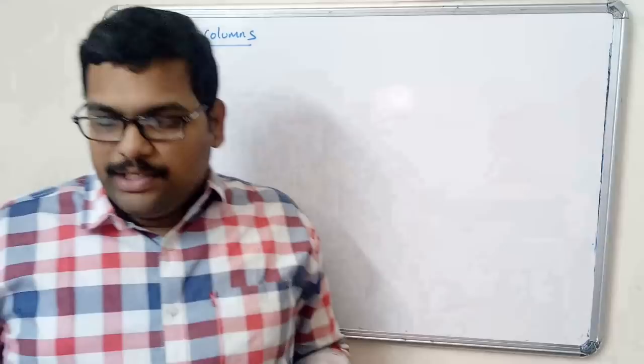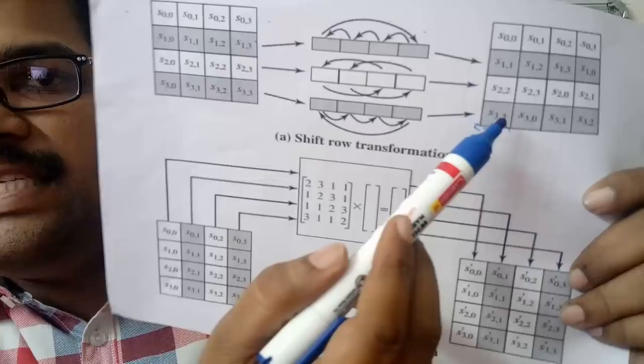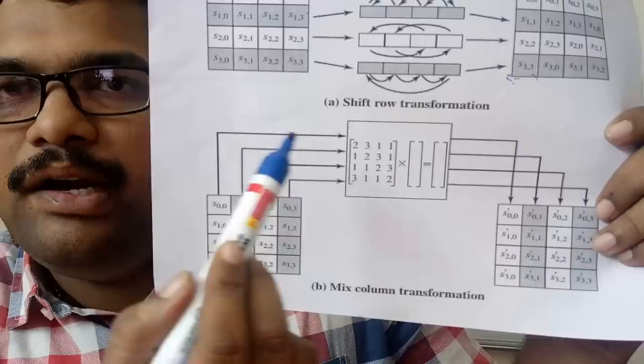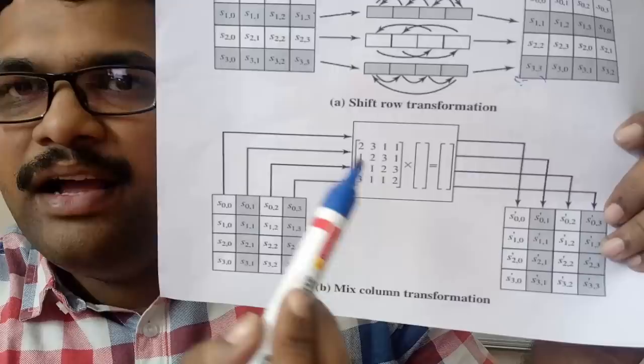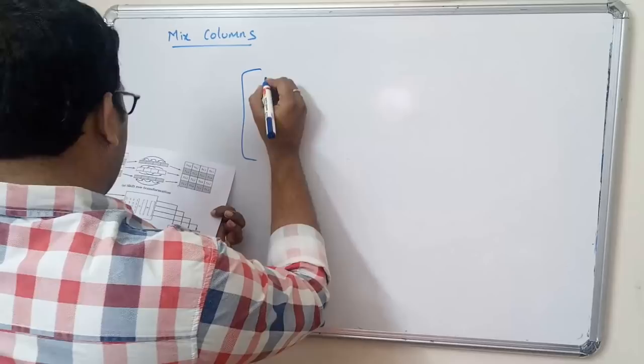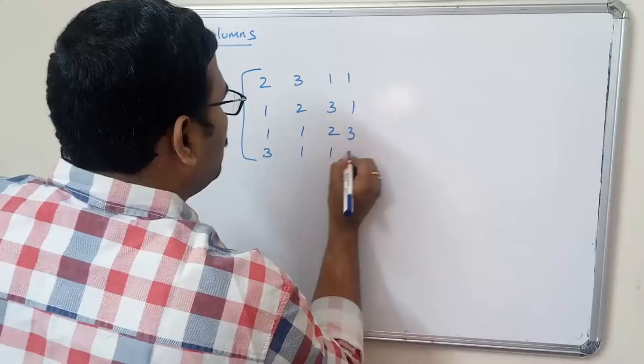Mix columns. So initially, again, consider the mix columns. So take the state array. This is the output of the shift rows, and this output will be considered as input to the mix columns. Consider each column as one word, and take one word and apply the multiplication operation with the predefined 4x4 matrix, and we will get again one word which is again stored in the state array. So here the predefined matrix is 2, 3, 1, 1, 1, 2, 3, 1, 1, 1, 2, 3, 3, 1, 1, 2.